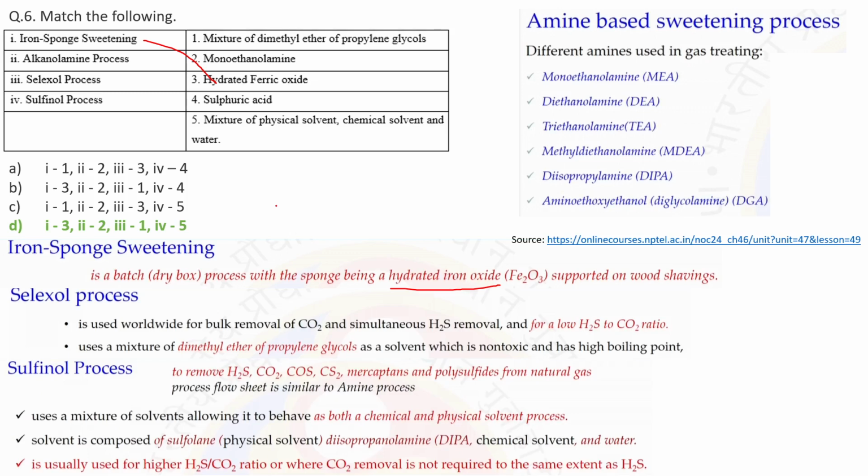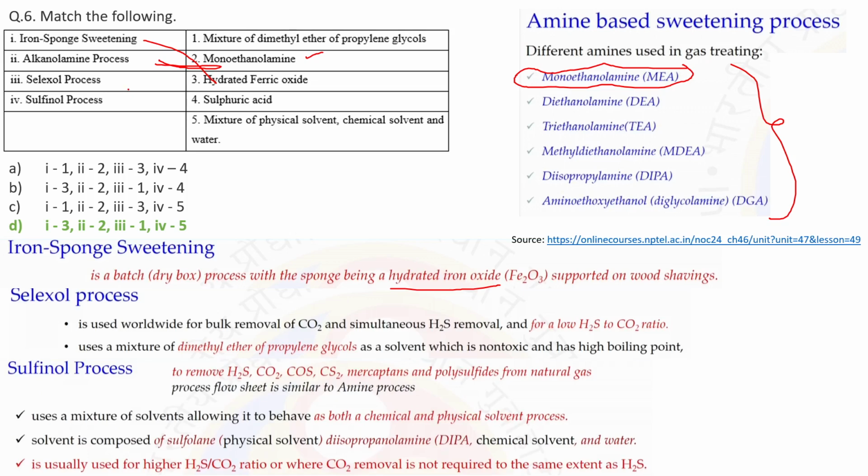Next is the alkylamine process. For this sweetening process, different amines are used in gas treating, which includes monoethanolamine, diethanolamine, triethanolamine, methyl diethanolamine, diisopropylamine, and aminoethoxyethanol, diglycolamine. So all these types of amines are used for this sweetening process, and the most commonly used is monoethanolamine. So you can find it in one of the options, that is option number 2. So these two will be matching to each other.